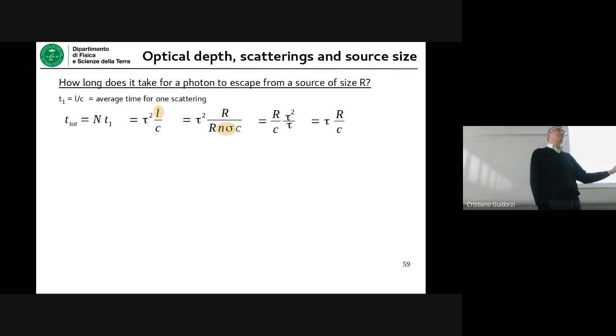Well, if the path to be traveled has an optical depth of tau, tau is the factor which increases the light travel time. So if the source were transparent, the light travel time would be just R over C. As a matter of fact, when the source is optically thick, it is increased by a factor of tau. So this is another way of looking at the meaning of the information that the optical depth has. It's the factor by which the light travel time is increased. So the optically thicker the source, the longer it will take for the photon to travel across the source. You see? This is also very insightful.